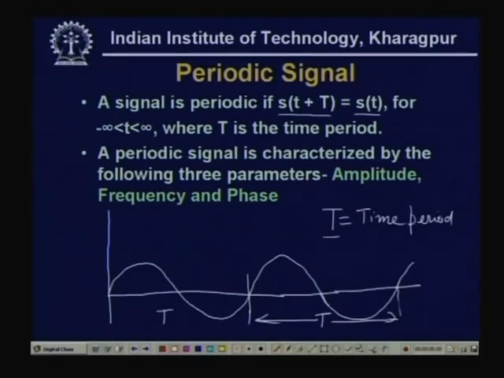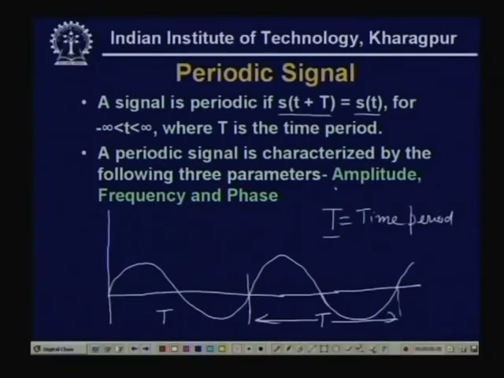Now, a periodic signal can be fully characterized by three parameters. What are the three parameters? The three parameters are amplitude, frequency and phase. What is amplitude? As you can see, on this side we have plotted time, and on this side we plot amplitude, and this one is known as the peak amplitude.